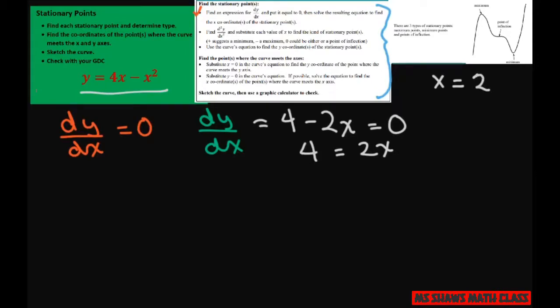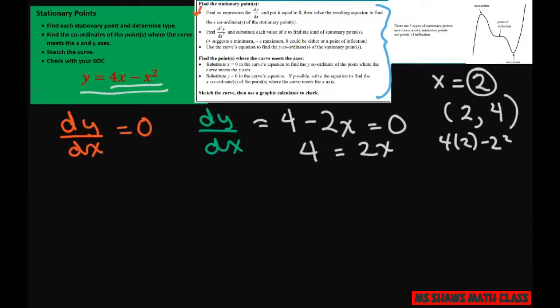Now, if you want to find that point, you plug back into your original equation. That's going to be 4 times 2 minus 2 squared. So that gives you 4.